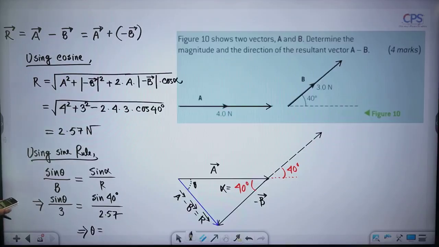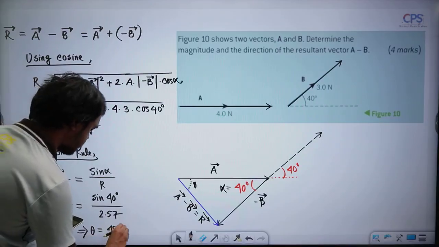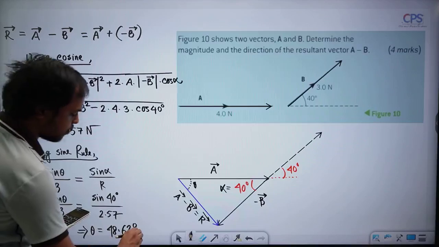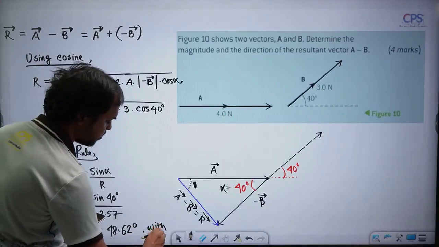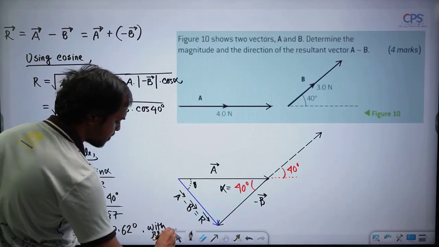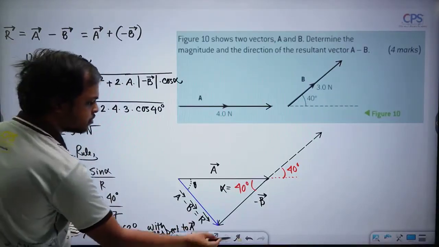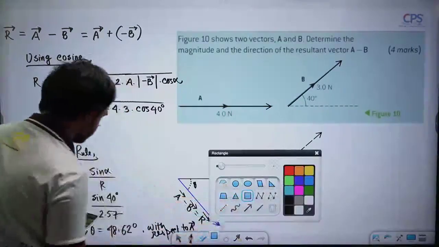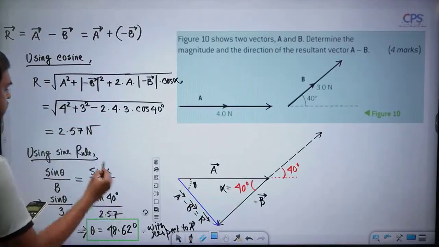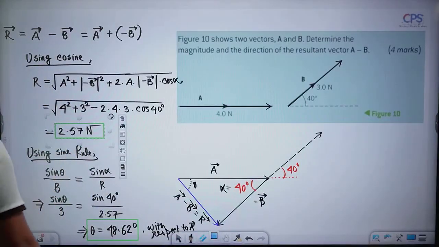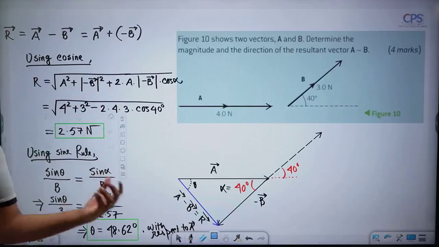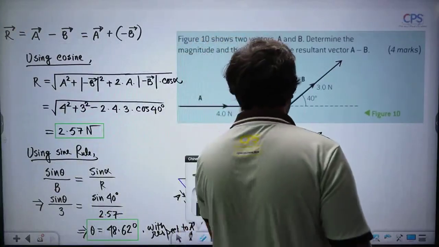So let's do it like that: sine 40 into 3 divided by 2.57, 48.62 degrees with respect to A, right? See, that's the answer. These two are the answers here. We'll get the angle and we'll get the magnitude as well. And also, we can do it by the resolution technique as well.